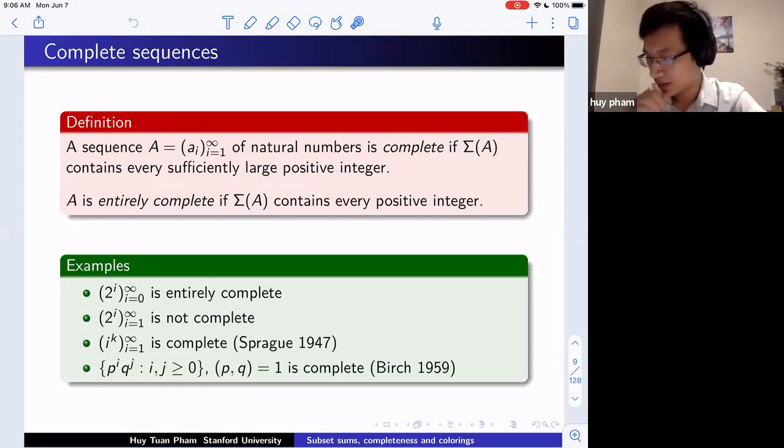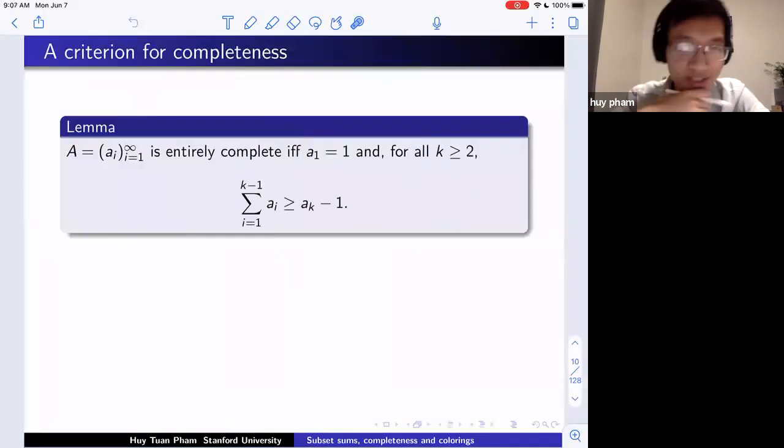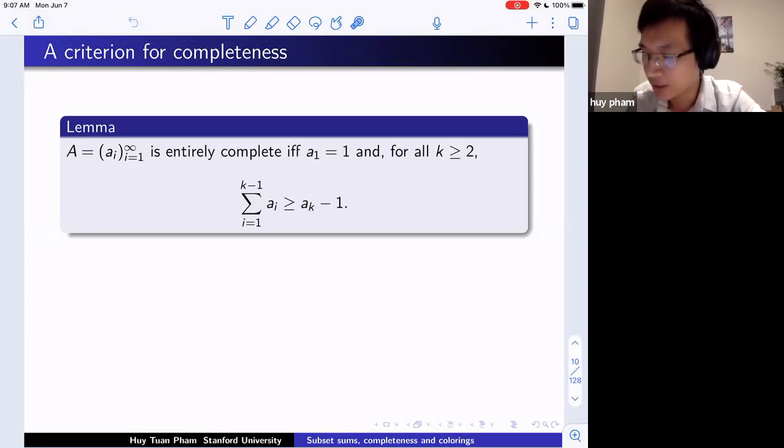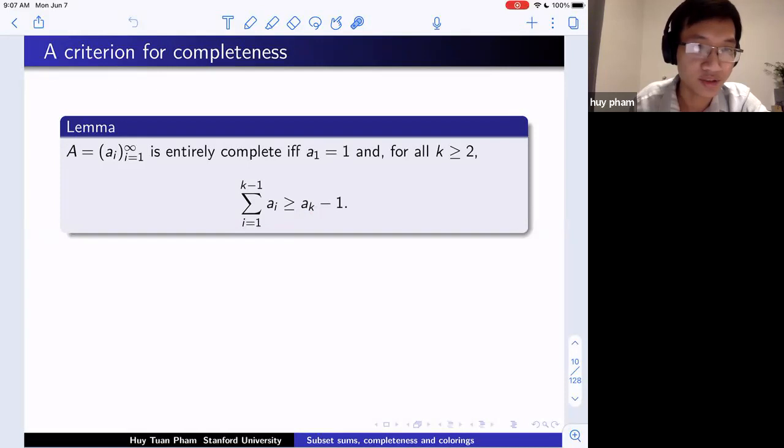Next I will give a complete characterization of entirely complete sequences. If we want to know whether a given sequence A is entirely complete or not, it's very simple. It's entirely complete if and only if the following condition holds. The first term of the sequence has to be 1. And then for every later term in the sequence, the kth term must be at most 1 more than the sum of all previous terms of the sequence.